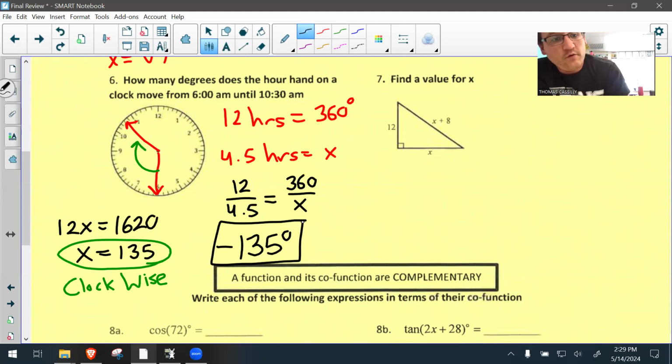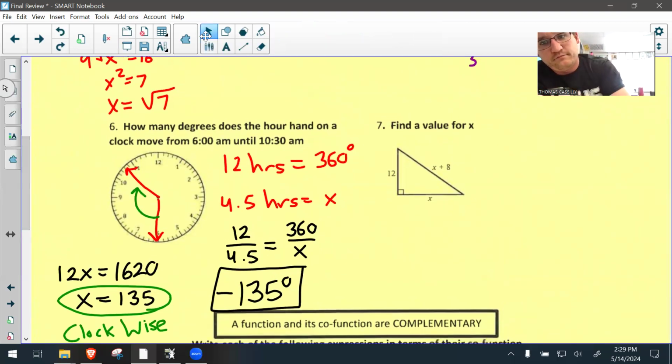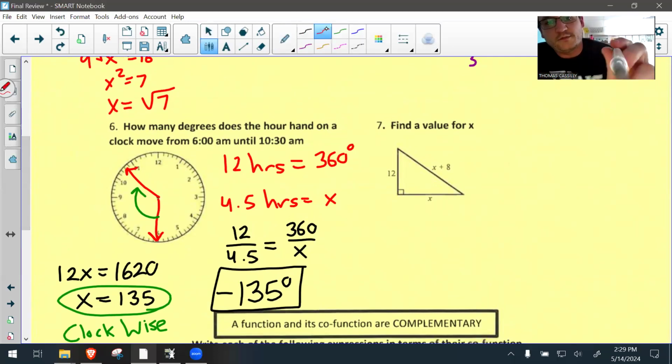Why do we do that? I don't know. That's one of the most annoying things about math, in my opinion. It drives me crazy, but that's just something that we have to accept. All right, so clockwise angles are negative. Counterclockwise angles are positive. All right.